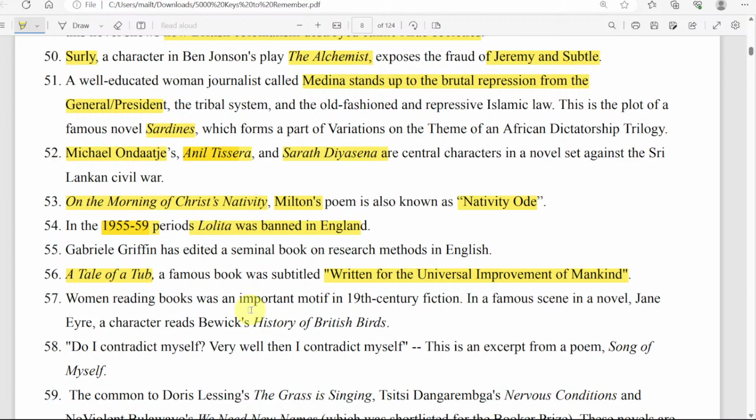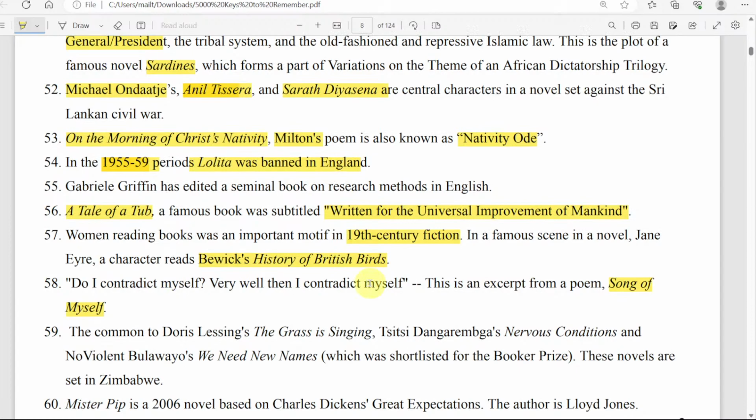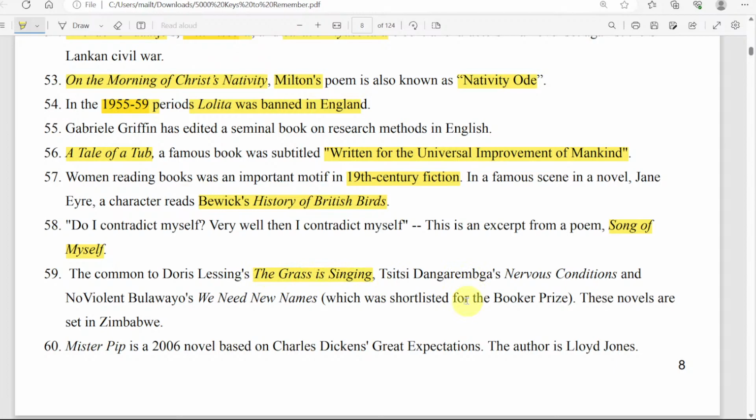Women reading books was an important motif in 19th century fiction, and in a famous scene in a novel by Jane Austen, a character reads Bewick's History of British Birds. So remember that name. Do I contradict myself? This is an excerpt from a poem, Song of Myself. I hope you remember that very well. Then I contradict myself. The Cousins of Doris Lessing's The Grass Is Singing, Tsitsi Dangarembga's Nervous Conditions, NoViolet Bulawayo's We Need New Names. Remember, the common theme is that they are all set in Zimbabwe.